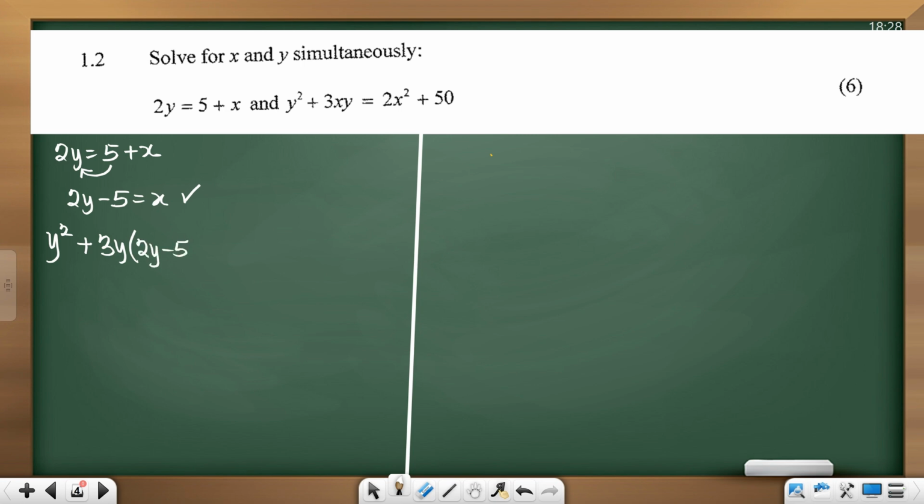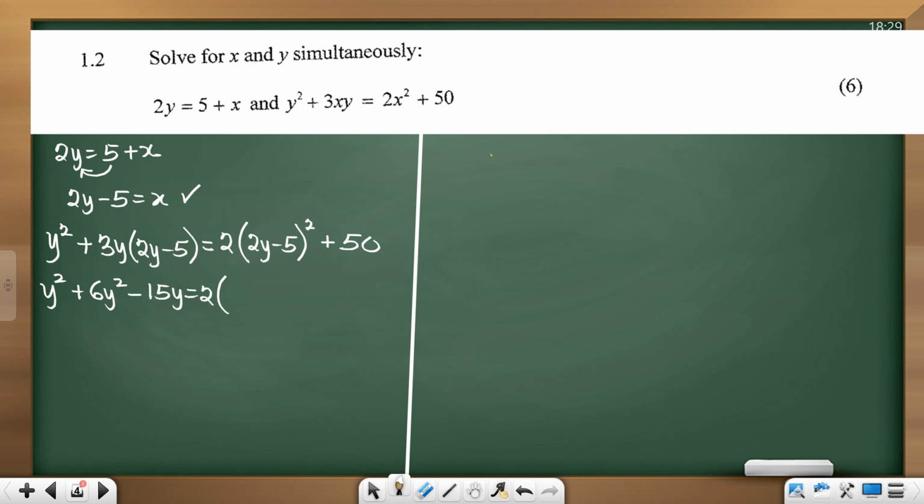2y minus 5 equals 2y minus 5. Just so that you don't make mistakes. See, when we rush, that's when we make mistakes. We start cancelling things out. But take your time. Be calm. You'll get there. Y squared plus 3 times 2y is 6y squared minus 15y. All right?